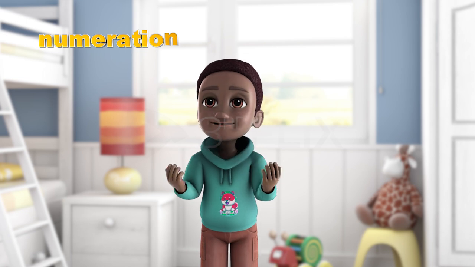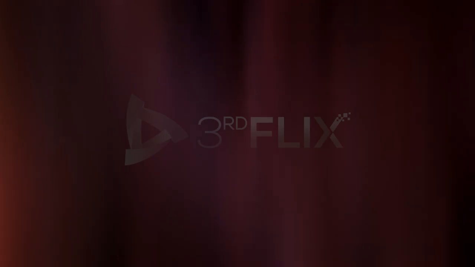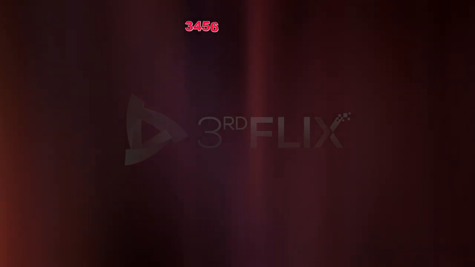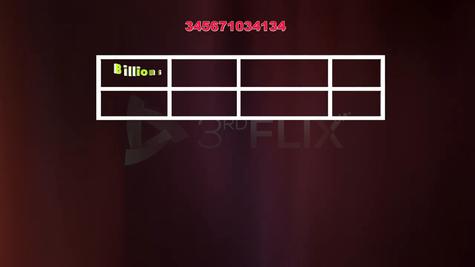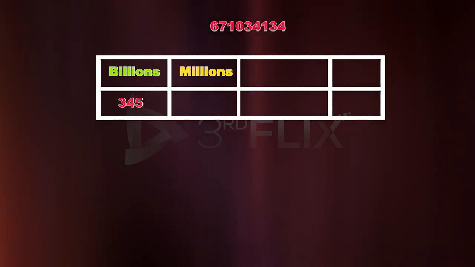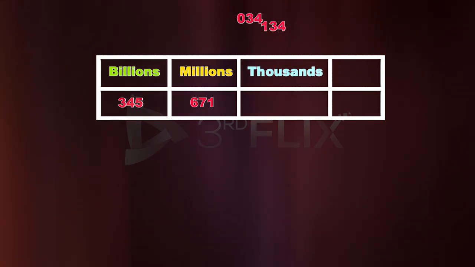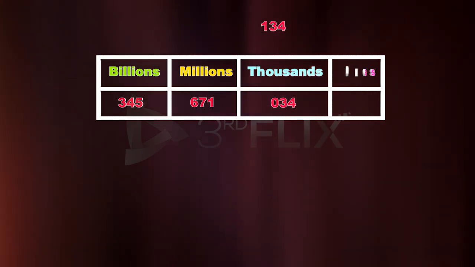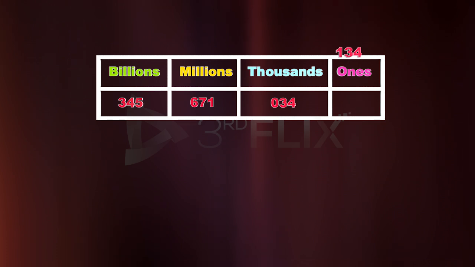Let us see another example. 3, 4, 5, 6, 7, 1, 0, 3, 4, 1, 3, 4. Billions, 345. Millions, 671. Thousands, 034. Ones, 134.